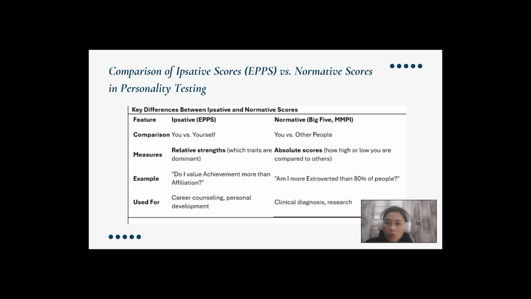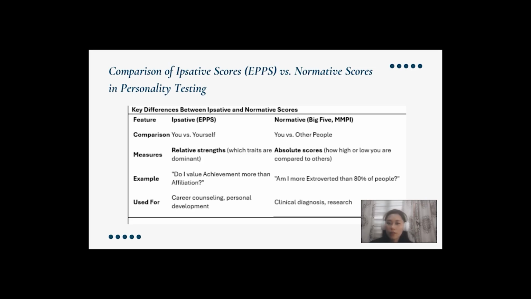friendships. In normative scores, comparing you to others measures absolute scores. Scores compare an individual to the general population. Example question, am I more extroverted than 80% of people? So if John scores high in extroversion, it means he is more outgoing than most people.